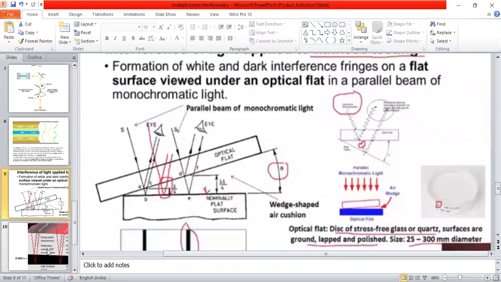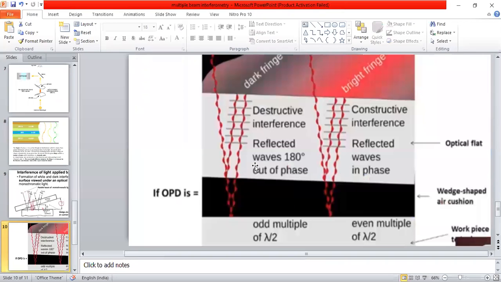Next, we will check how the dark fringe and bright fringe happen. Can you check this? This is the destructive interference, with odd multiples of lambda by 2 and even multiples of lambda by 2. This is the working piece. The dark region is the air gap between the optical flat and the working piece. You can see these three things: the optical flat, the air cushion, and the work piece.